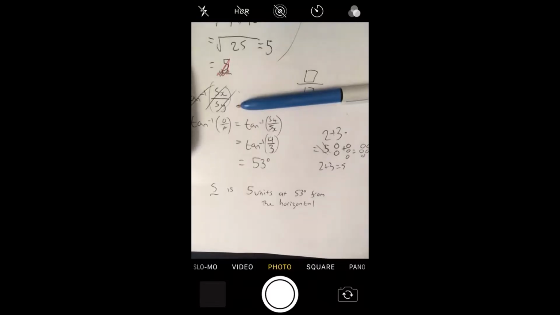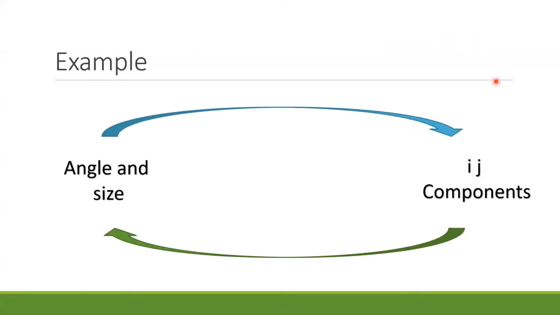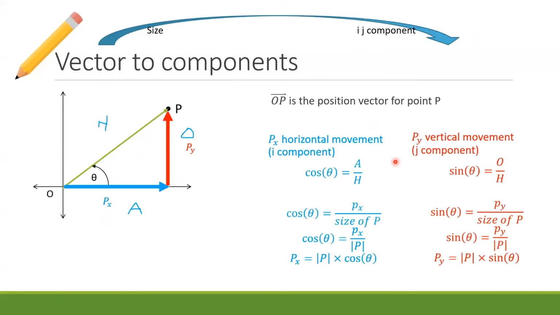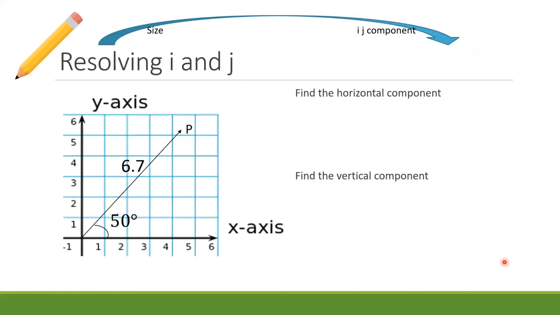Let's jump back to the page. So that now shows us how to go from one to the other. If I want to go from an angle and a size to an IJ component, I use this logic here. If I want to find P of X, the horizontal component, the I component, I go cosine times the length. If I want to find the vertical component, the J component, I go the length times sine theta.